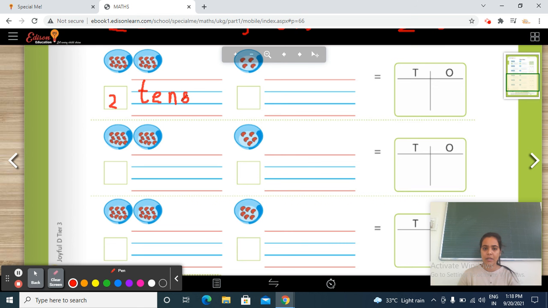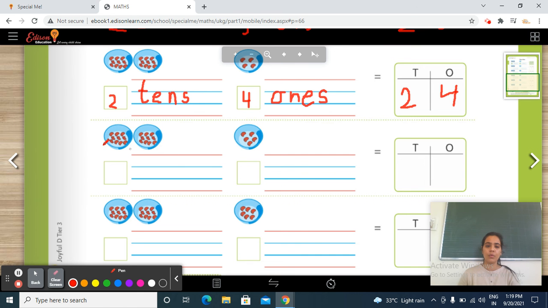And how many ones? Let's count. It's one, two, three, four. So we have four ones. Two tens, four ones. So write ones over here, ones place, O N E S. And the number is 24, right?